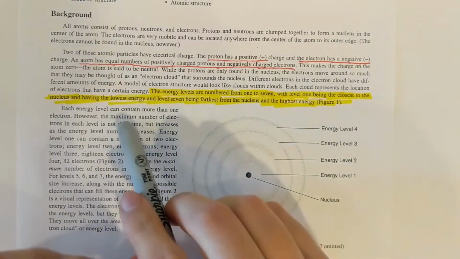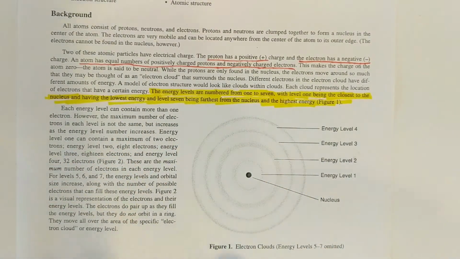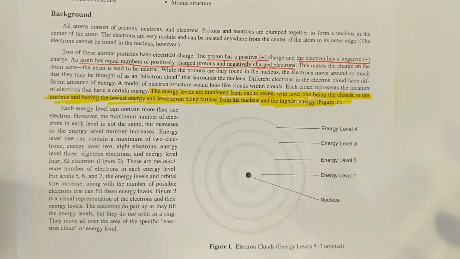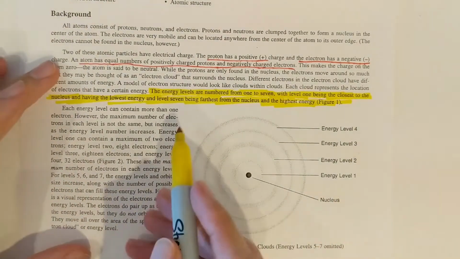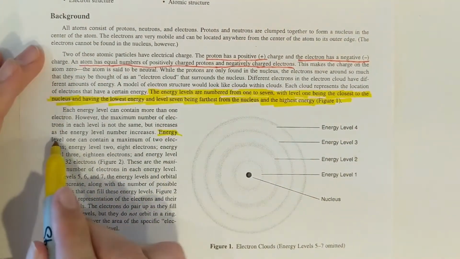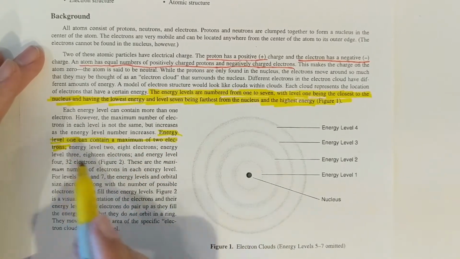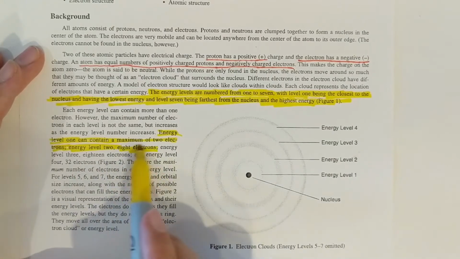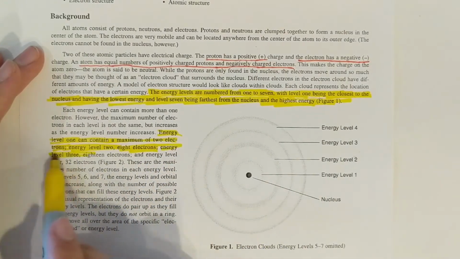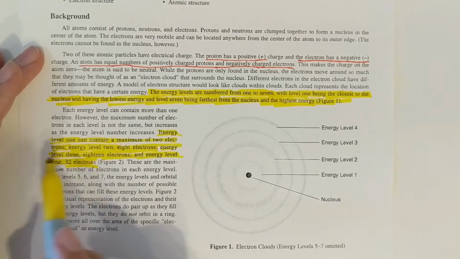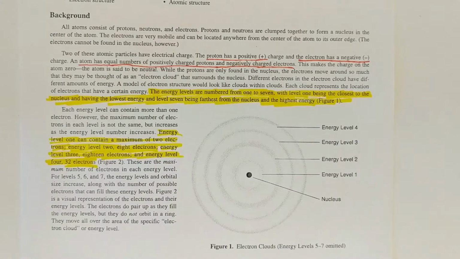Each energy level can contain more than one electron. However, the maximum number of electrons in each level is not the same, but it increases as the energy level number increases. So energy level 1, and I'll highlight these. Energy level 1 can contain a max of 2 electrons. Energy level 2 can have 8 electrons. Energy level 3 can have 18 electrons. And energy level 4 can have 32 electrons.